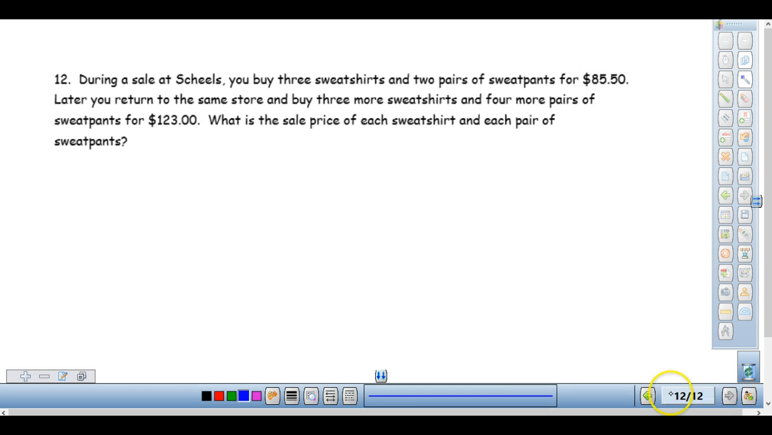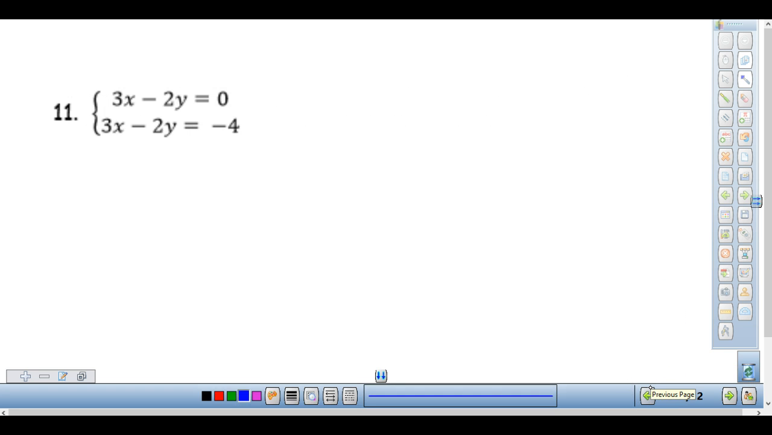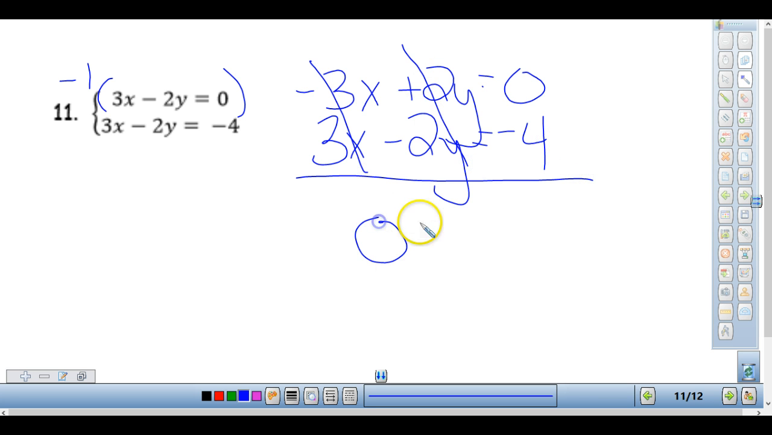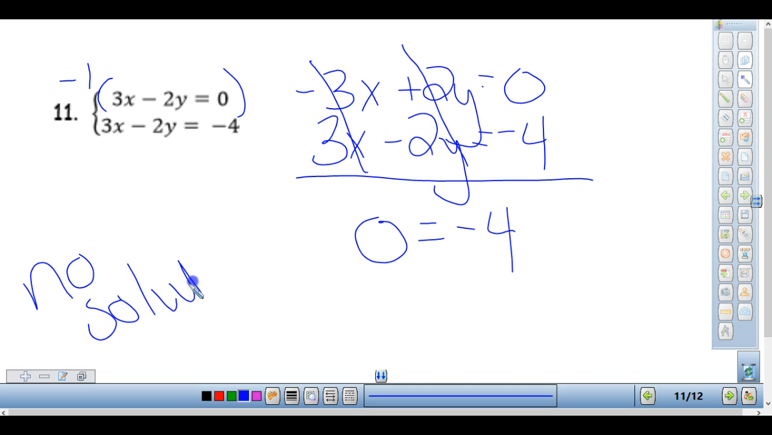Right? So now number 11. We've got positives, we've got negatives. Multiply the top by -1. -3x plus 2y equals 0. 3x minus 2y equals -4. X's cancel, y's cancel. We get 0 equals -4, which is false. Therefore, we have no solution.